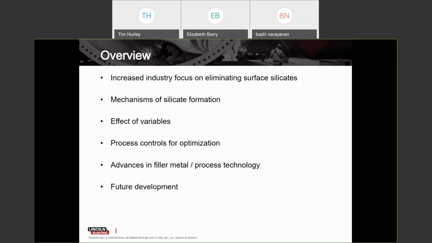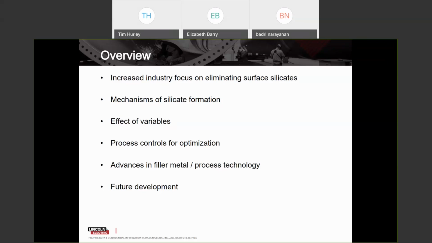And what we hope to cover today to show some value to you is we'd like to talk a little bit about why there's an increased focus, or a broad global focus really, on eliminating silicates on gas metal arc welding deposits. Talk about the mechanisms of silicate formation, some of the variables that affect that, so things that we have within our control in the welding industry to reduce that silicate formation, how we can optimize those controls to give us the best possible solutions.